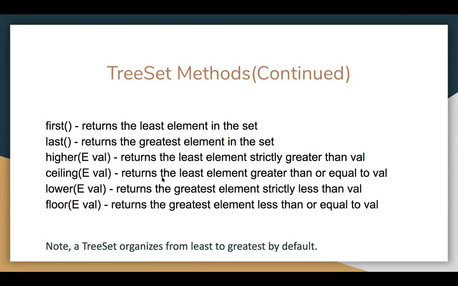Ceiling returns the least element greater than or equal to val. And this one's a little bit more lenient than higher. So it can be either equal to or greater than.